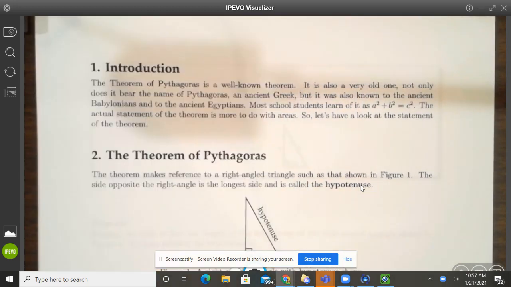This week we're gonna talk, sorry about that, we're gonna talk about an introduction to Pythagoras, the theorem of Pythagoras. Pythagoras was an ancient Greek that thought of this, and now we use it as a theorem. In most schools we learn it as a squared plus b squared equals c squared. I'll tell you what that means.